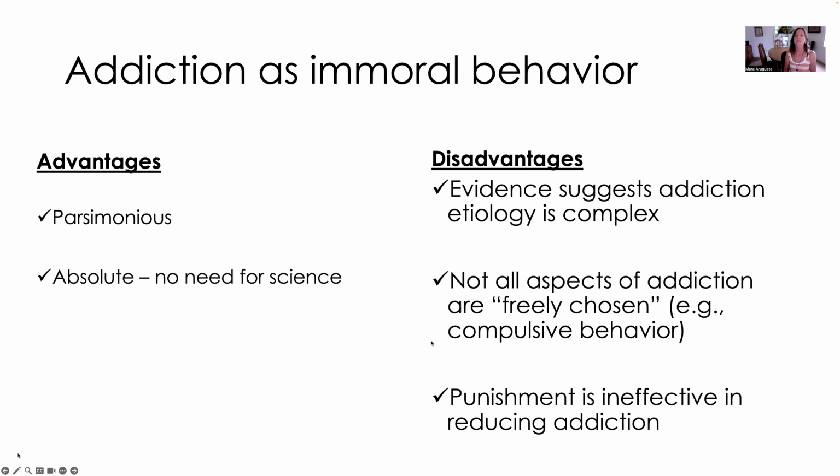So let's look at the advantages and disadvantages. The advantage as a theory is that it's parsimonious. Parsimonious just means simple. It's easy to understand. It's logical. The person just makes a bad choice. They are freely choosing to do this, and they're doing something that is bad, that is sinful, that is wrong. It's absolute. There's no need for science. We already know what causes addiction. People make wrong choices. They just need to be punished.